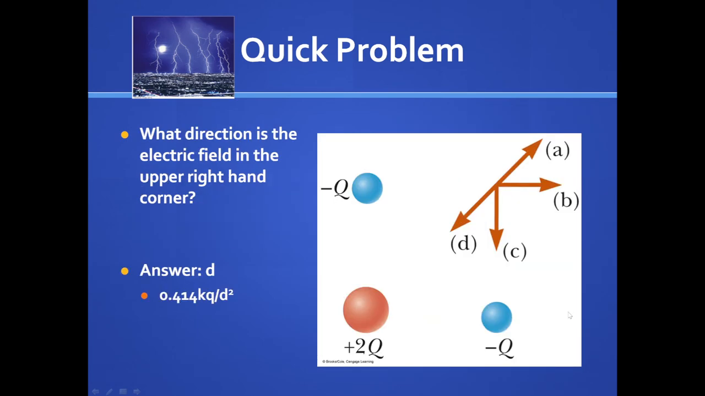Now, I want to look briefly at this kind of conceptual example. We're not actually going to do any math for this one. I just want to look at it conceptually. There are 3 charges present in this particular example. We have one negative charge, a second negative charge of the same strength, and then one positive charge that is twice as big as either of them.